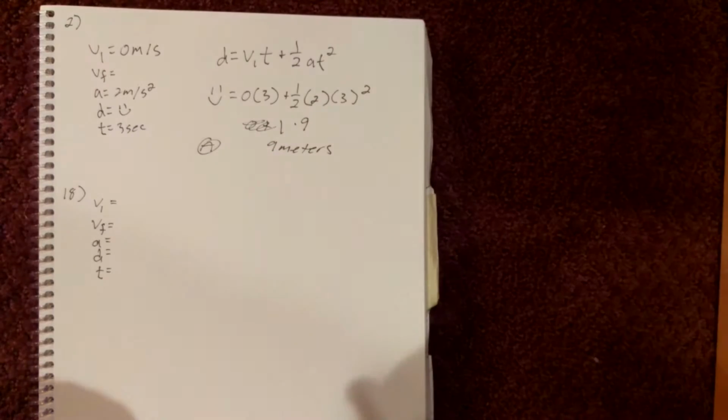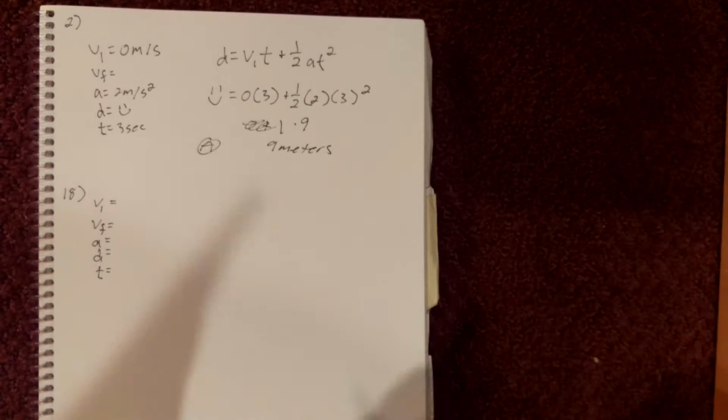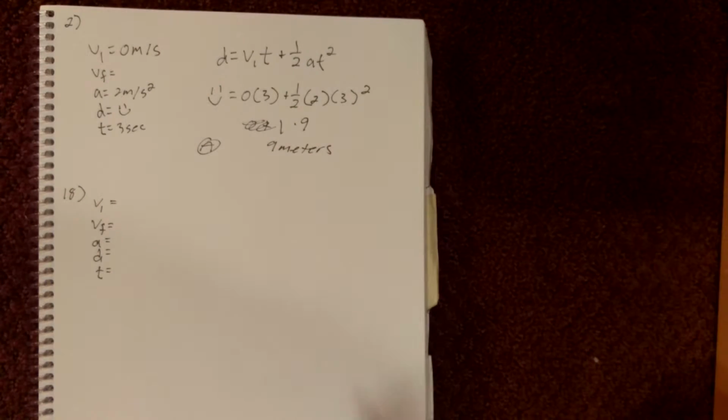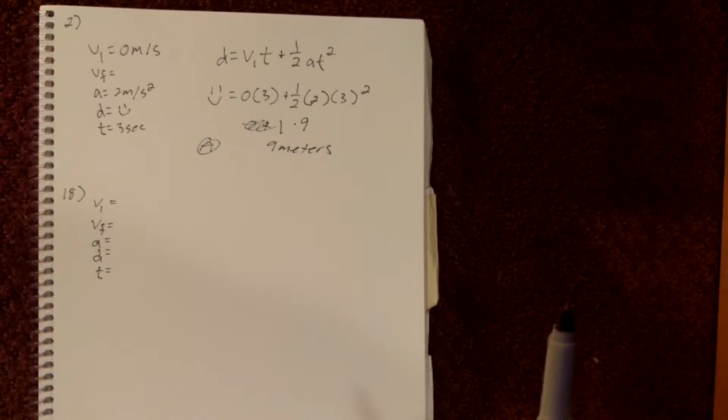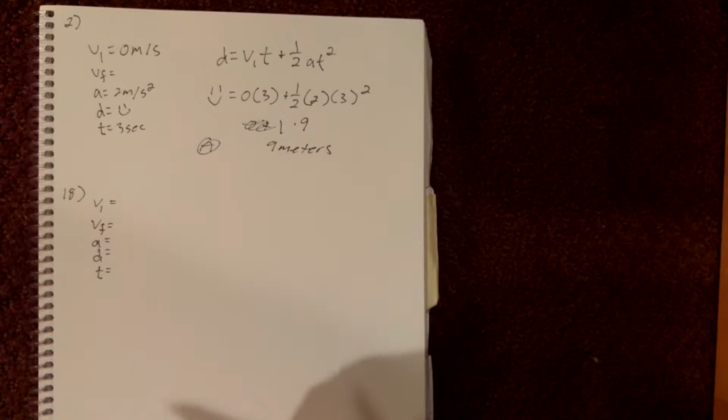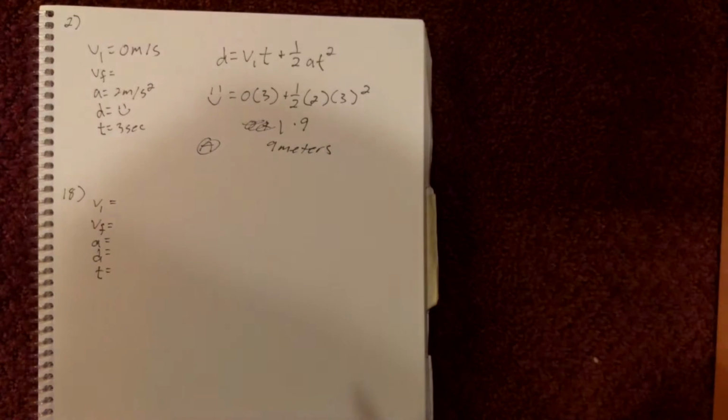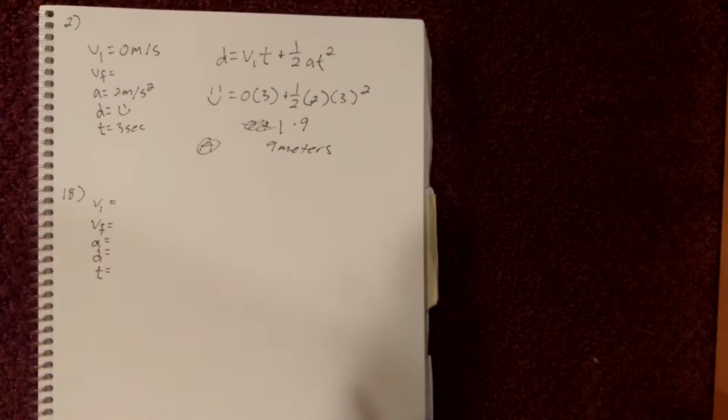Moving on to question 18, which says an object is dropped from rest at the top of a 400-meter cliff on Earth. There's no air resistance. What is the distance the object travels during the first 6 seconds of its fall? So just like problem 2, it's pretty much asking the same question, just with different numbers.